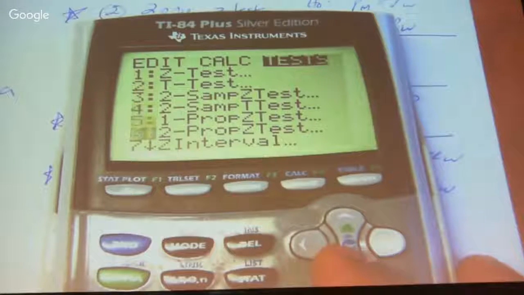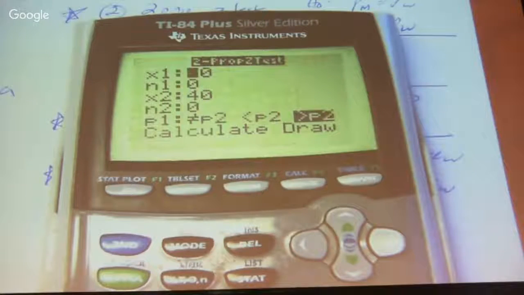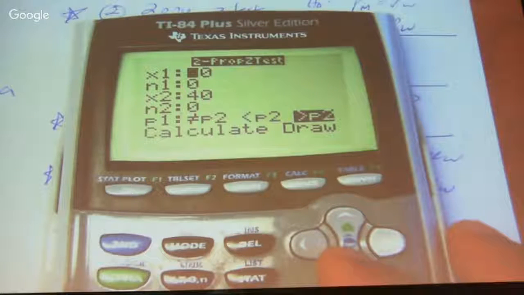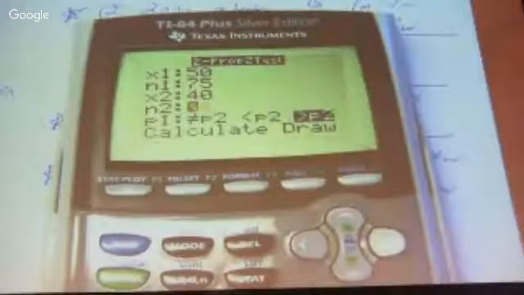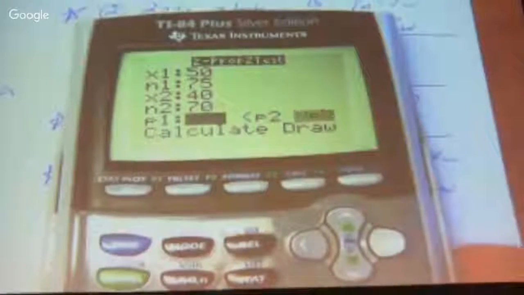Two proportion Z. Now again, what does the calculator want? Two fractions. What's the first fraction? 50 over 75. The other fraction, 40 over 70. Notice you gotta put it in correctly. You gotta know how to do it. We're doing not equal to this time.